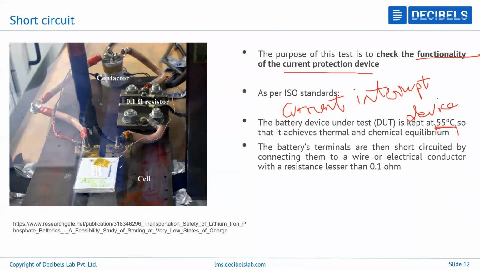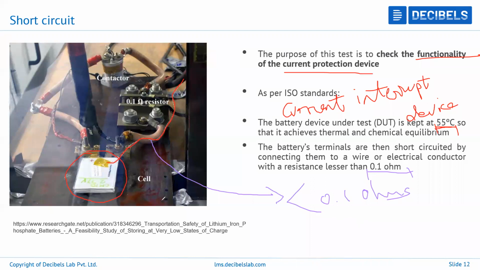So then what is done is this test cell that you see over here, or this test battery pack. You can even mount a battery pack here. It is connected to a low resistance external wire. This wire that I'm highlighting here is a wire of very low resistance. Usually this would be a wire of resistance less than 0.1 ohms. Again, this is as per the ISO standards. They recommend using a wire of resistance 0.1 ohms or lower.